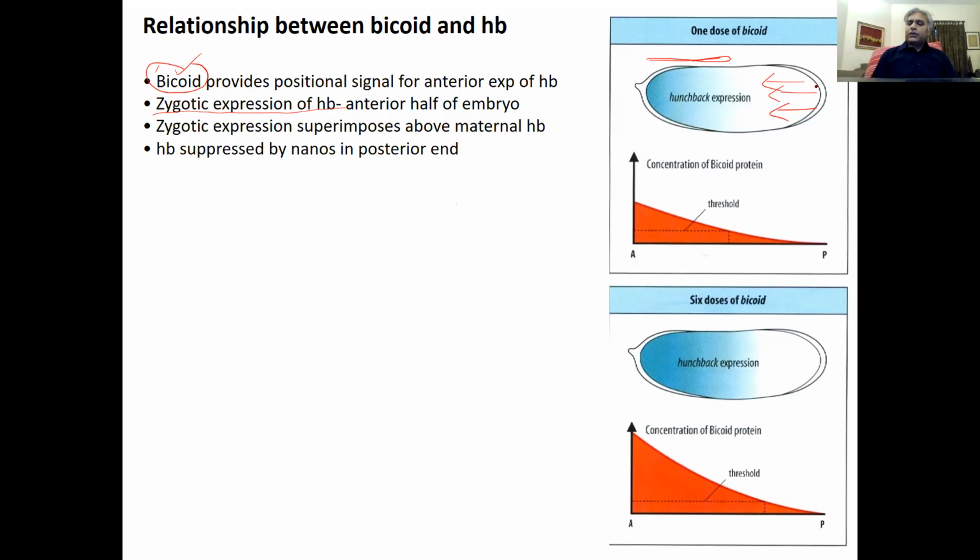If you increase the concentration of bicoid to 6 doses, sixfold, you see a proportionate increase in the hunchback protein concentration as well, which means hunchback protein is actually activating zygotic hunchback in a proportionate manner.